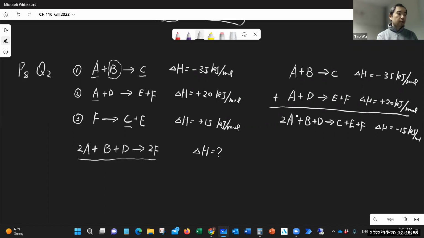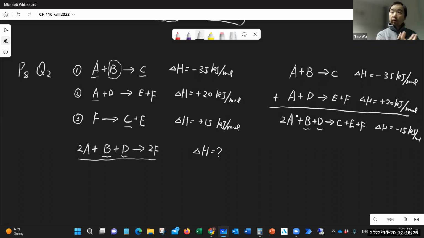And let's see what is different. Well, at least we have something similar. We have A, B, and D, but we have a 2F on the right side, but this equation only has one F. So what do we do? Definitely the other F should come from the third one, right? So we need one more F on the right side, but we have one more F on the left side for this equation.